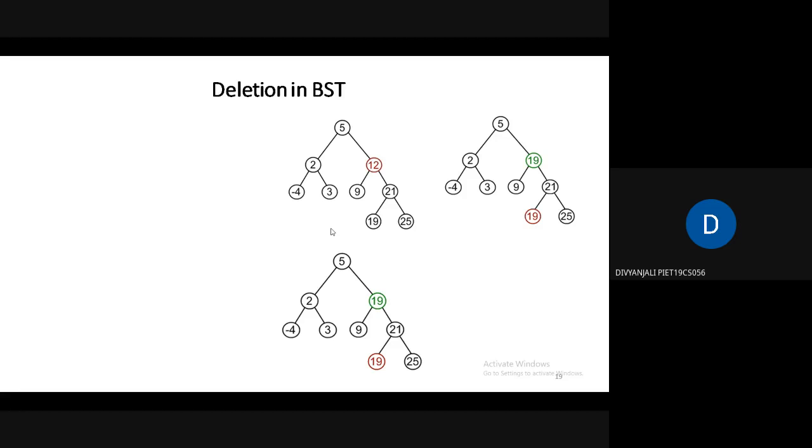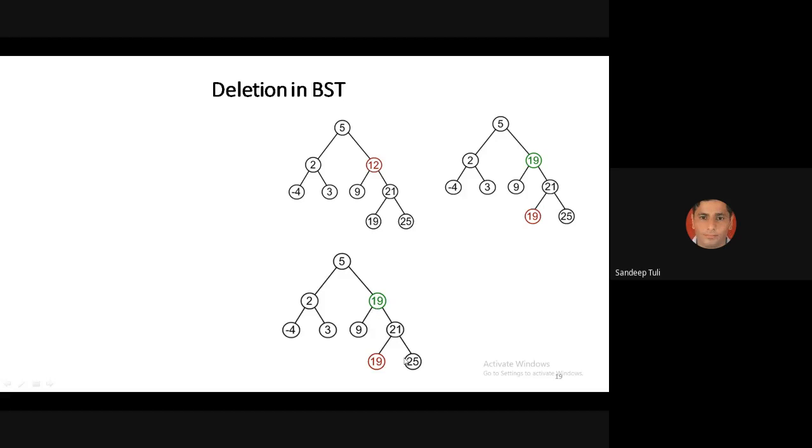Left child of 21 will be null. Case 2? Which case? Sorry, it will be Case 1, sir. Case 1. Very good, very good. 19 we need to delete now. Red 19 we need to delete, and red 19 is a node which has no child. So this is Case 1, with a degree 0 node. It can be deleted directly. We can make the left child of 21 null.